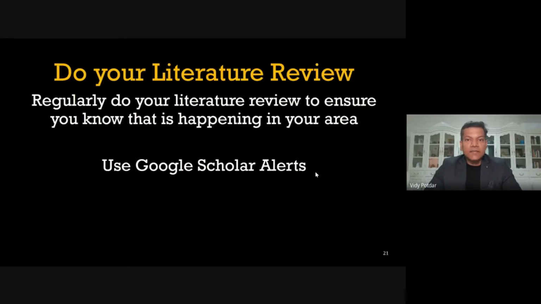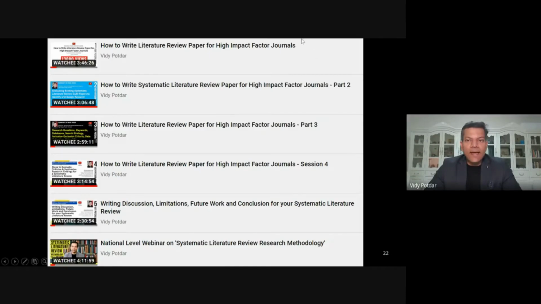Another thing that you can start is to do your literature review, and regularly keep an eye on any new literature that is coming up. For that, you can use Google Scholar alerts. So do check out how you can set up Google Scholar alerts for getting notified when any new paper related to your research is published. For literature review, like I said already, I have done a very thorough webinar series on writing a systematic literature review for high impact factor journals. So do check that out, videos 1 to 5. These 5 videos will be very helpful for you.